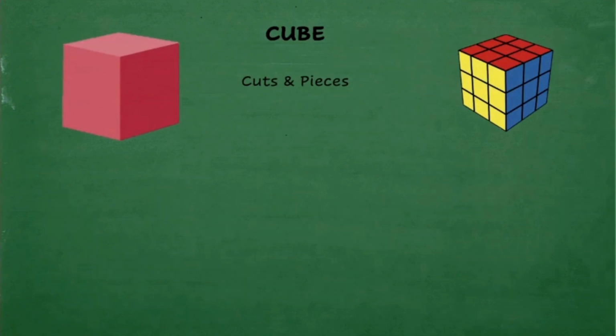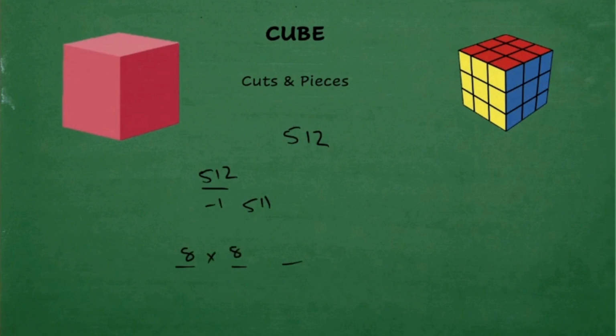Let's take one more example. 512 pieces, maximum number and minimum number of cuts. So maximum cuts will be 512 - 1, that will be 511. For minimum, you will have to divide in 3 parts, that is 8 into 8 into 8, 64, into 8, 512. So we'll have -1, -1 and -1, that will be 7 plus 7 plus 7, that will be 21 cuts.